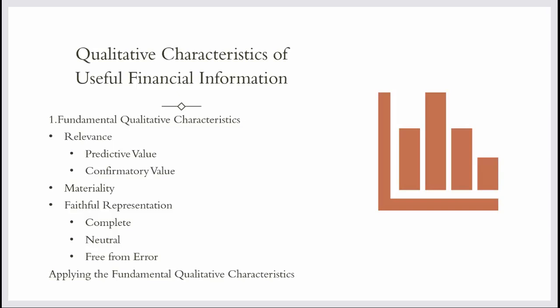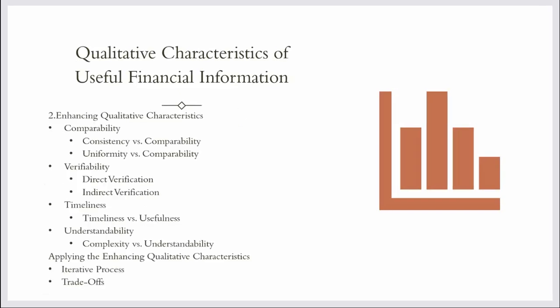Summary. In this section, we have explored the fundamental qualitative characteristics of useful financial information: relevance, materiality, and faithful representation. These characteristics ensure that the financial information provided is useful for decision-making by being capable of making a difference, reflecting the true economic phenomena, and being complete, neutral, and free from error.